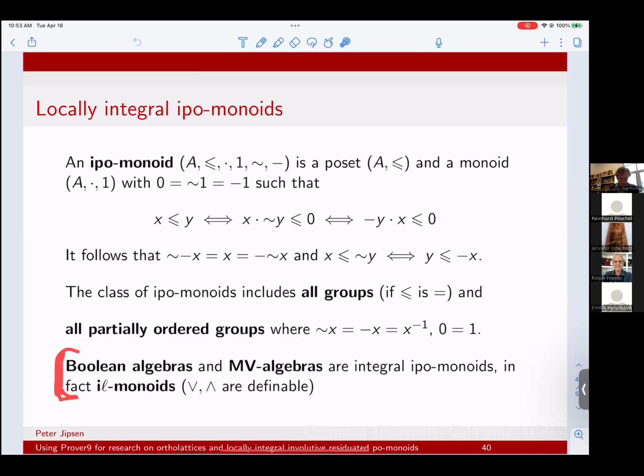These are varieties of integral involutive residuated, actually partially ordered monoids, yes. And in fact, they're both lattice ordered, so IL monoids, because the operations turn out to be definable. And so they're actually locally integral.